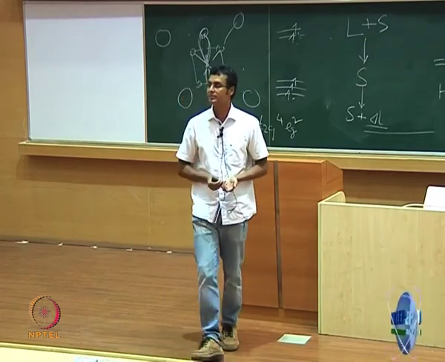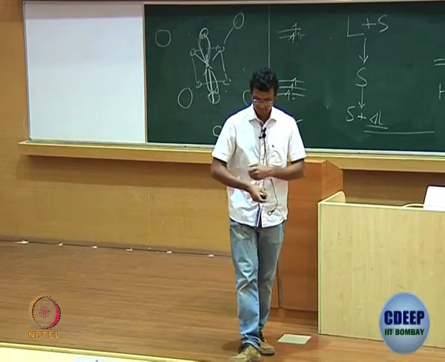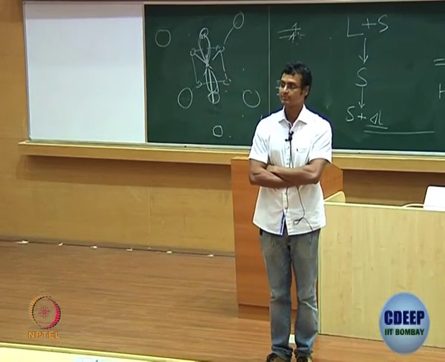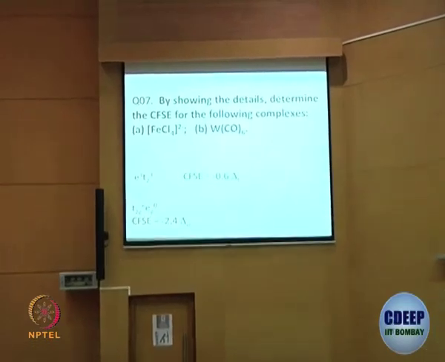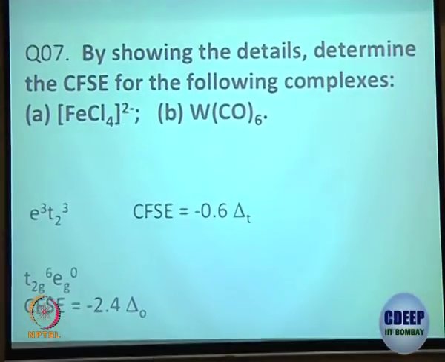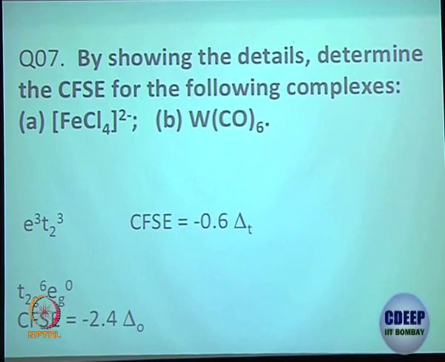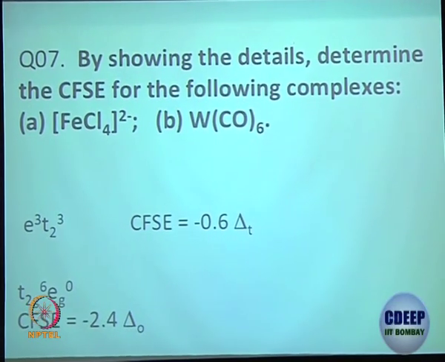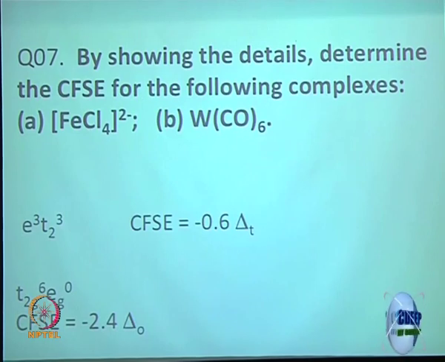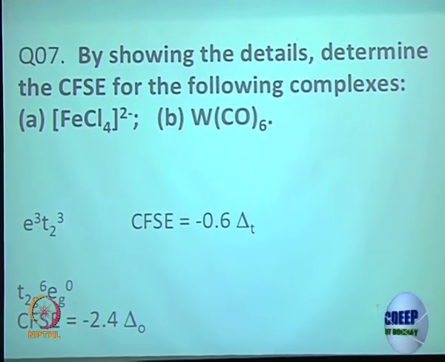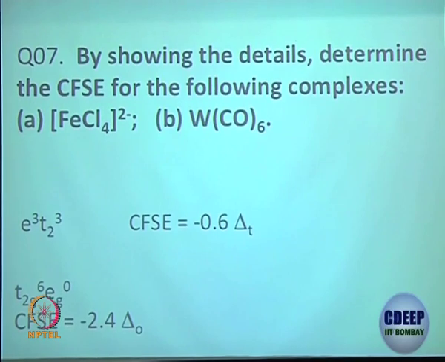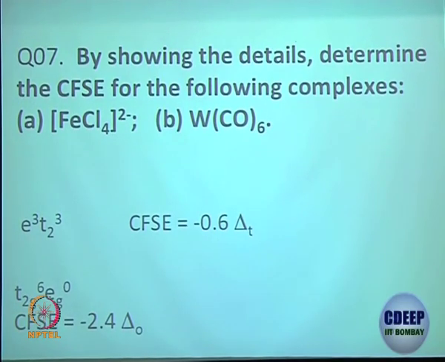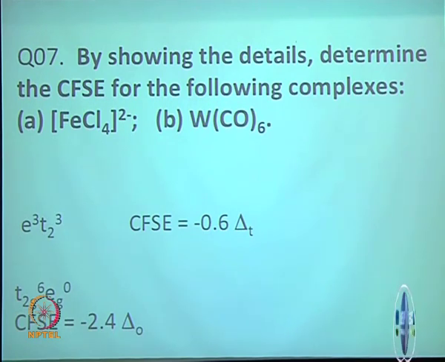Okay, 30 seconds. The tungsten, sorry, not titanium, my bad. Tungsten carbonyl is going to have a strong field ligand, almost the strongest you can get out there. So it is going to give you low spin for sure. t2g6 eg0.